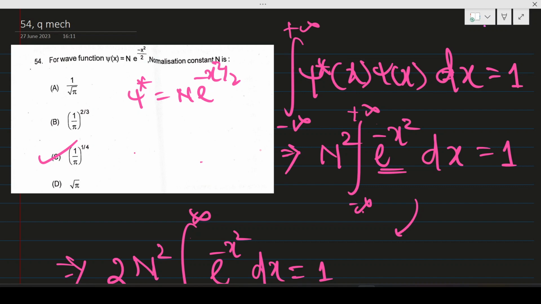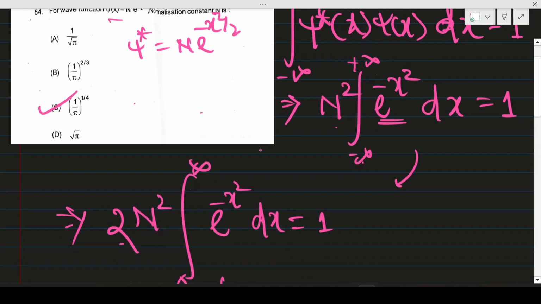Okay. So now psi(x) equals this, then what is psi star(x)? Same, because there is no complex term. So psi star is also N e to the power minus x square by 2. So it will be N square into the integration of e to the power minus x square dx.